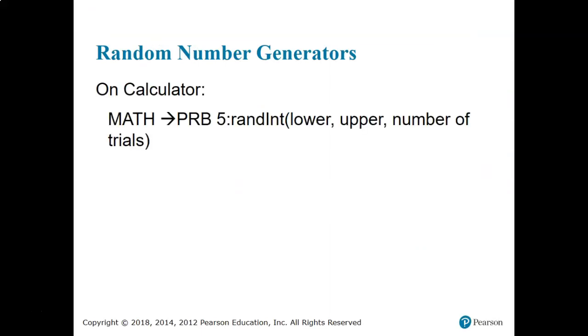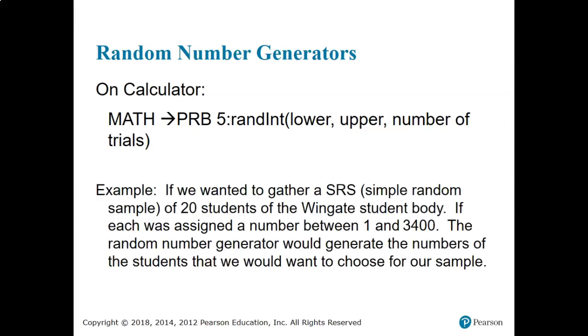Okay, so just a couple things about random number generators. Your calculator has a random number generator built into it. What this does is it basically tells you which people to choose to participate in your study. So in this case, if we were to gather a simple random sample of 20 students out of the Wingate student body, if each one was assigned a number between 1 and 3,400, then we could use our calculator to generate the numbers, and then we would go and find those people that correspond to those numbers.